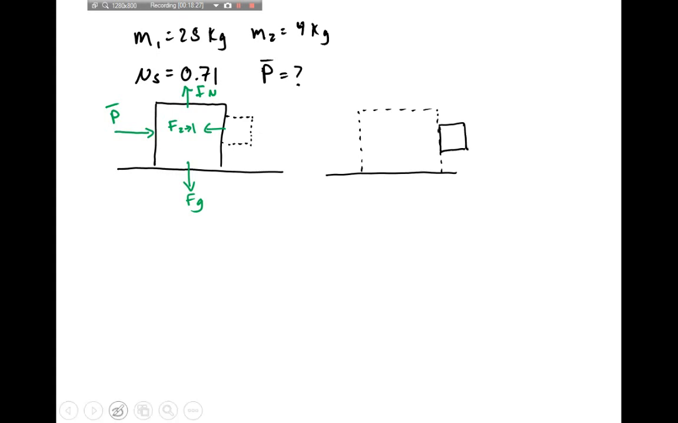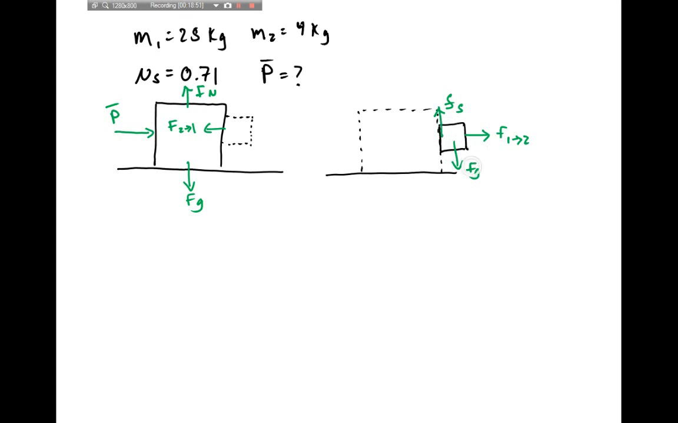This has 3 forces acting on it. This has the force the box 1 exerts on box 2. It has a gravitational force, but for this box, the force that cancels the gravitational force is the static frictional force between these two boxes. Okay?